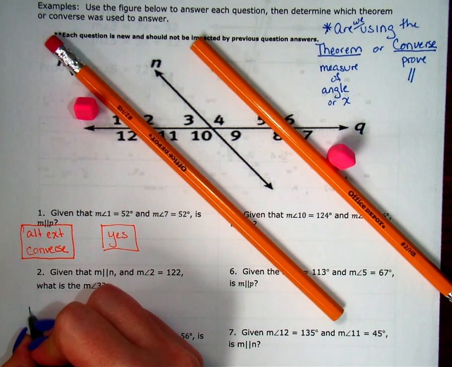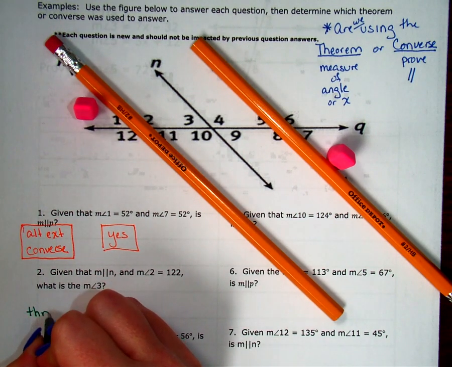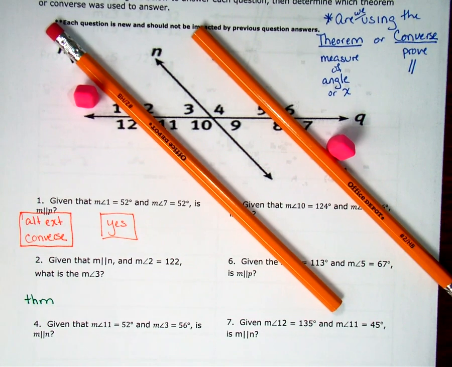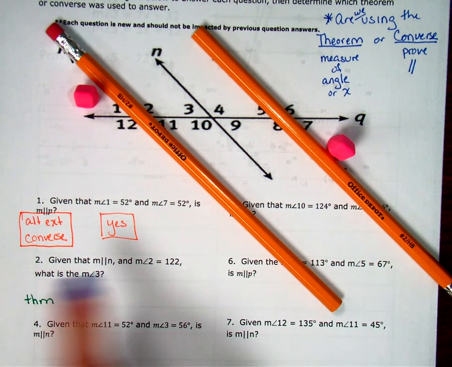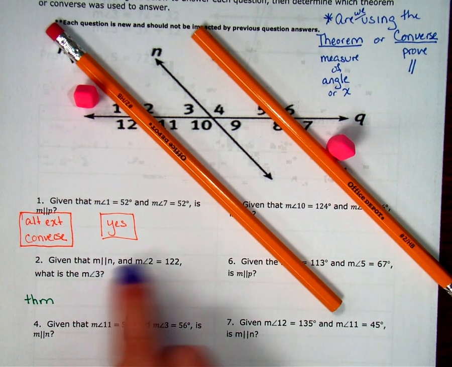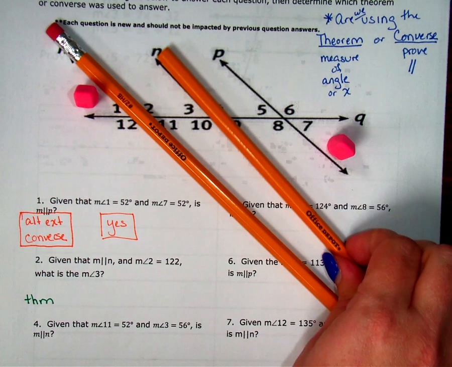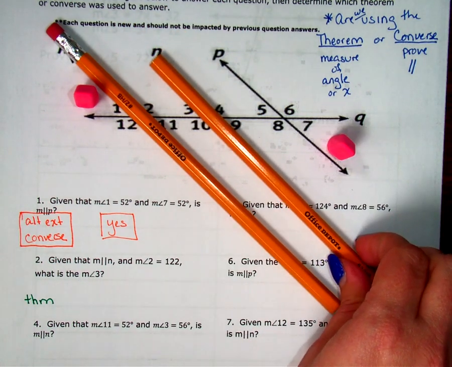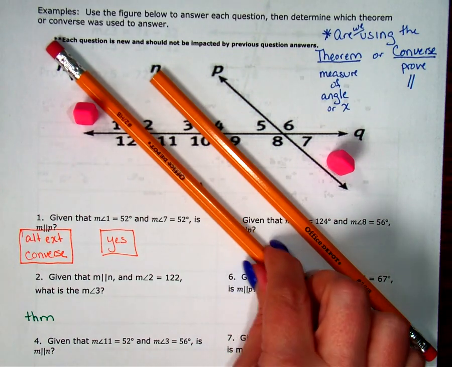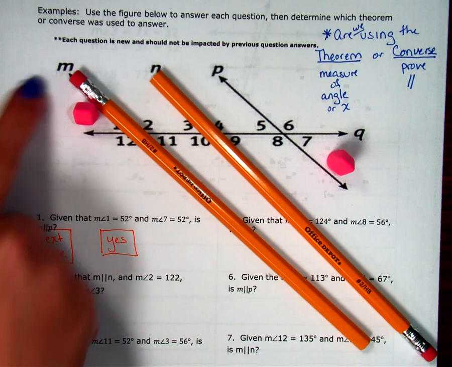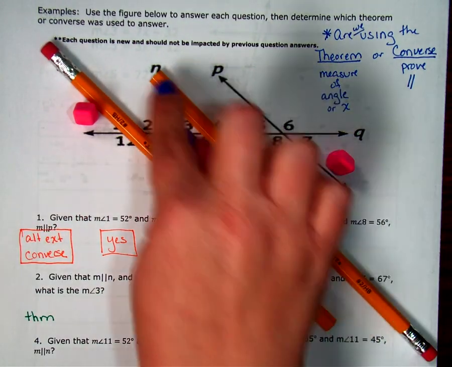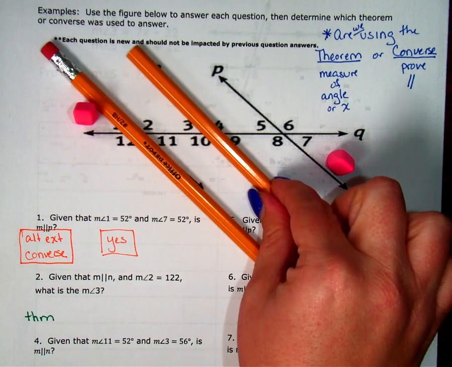I already know it's parallel, so I'm using a theorem. I'm going to abbreviate it, THM. Okay, let's see if we can figure out which one. We know that M and N are parallel, so I'm looking at M and N, these two lines here. My M is this one, and my N is this one.